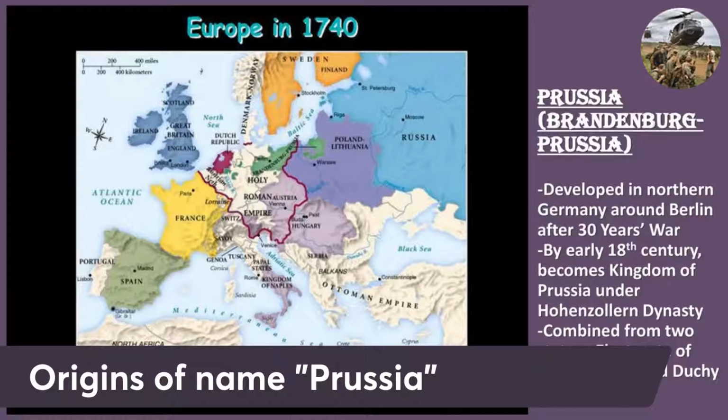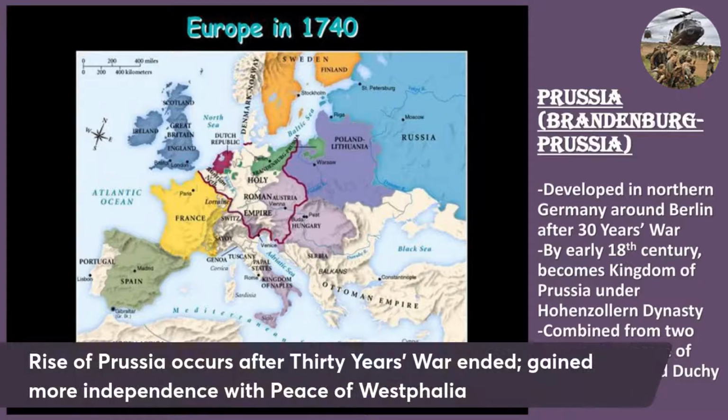Now, Prussia itself as a state develops in the Thirty Years' War, where I think we talked about how a lot of states that were part of the Holy Roman Empire started to become independent. And that's one thing that does happen, where this state emerges after the Peace of Westphalia in 1648. That's when you start seeing this really going on.